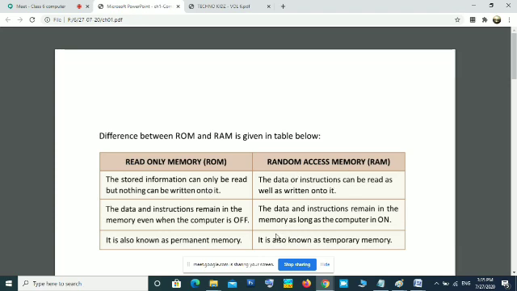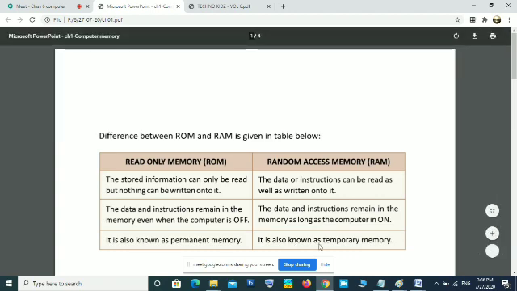The next one, RAM: the data and instructions remain in the memory as long as the computer is on. That means if you want to maintain the data and instructions in RAM, we need to give power supply continuously. If you turn off your computer, what is in RAM will be lost. On the other hand, ROM is permanent, with no need of power backup.